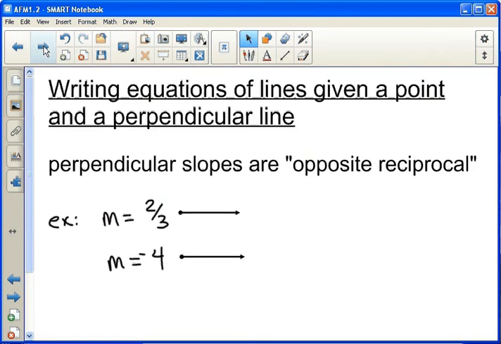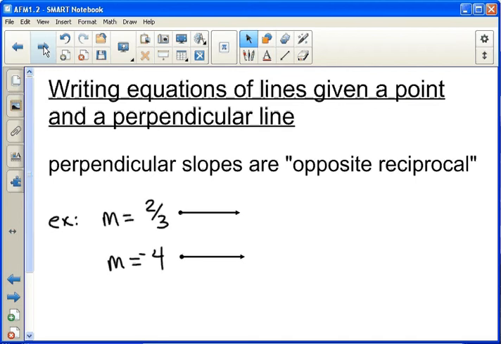So first, we want to learn how to write equations of lines given a point and a perpendicular line. Perpendicular slopes are opposite reciprocal of each other. Opposite meaning the opposite sign. So if it started positive, you have to change it to negative. And if it started negative, you have to change it to positive. And reciprocal means if it's a fraction, or really even if it's not, you need to flip it.